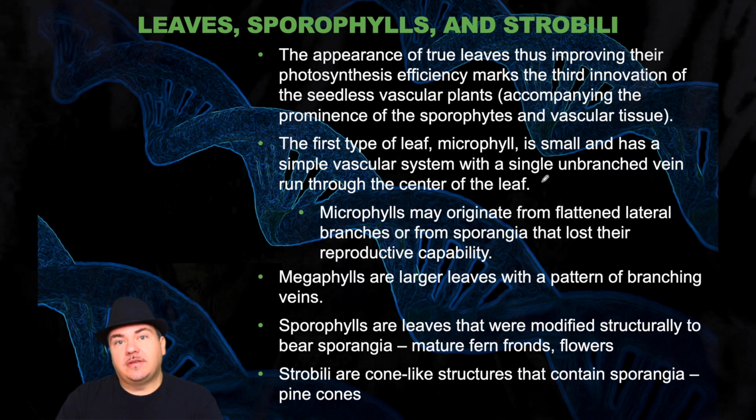Megaphylls are larger leaves with a pattern of branching veins. Sporophylls are leaves that have been modified structurally to bear sporangia. Strobili are cone-like structures that contain sporangia, for example in pine cones.